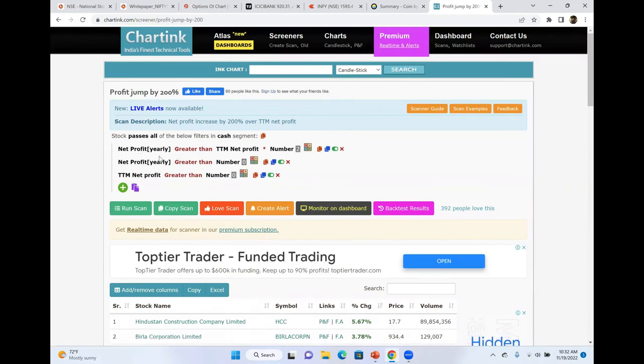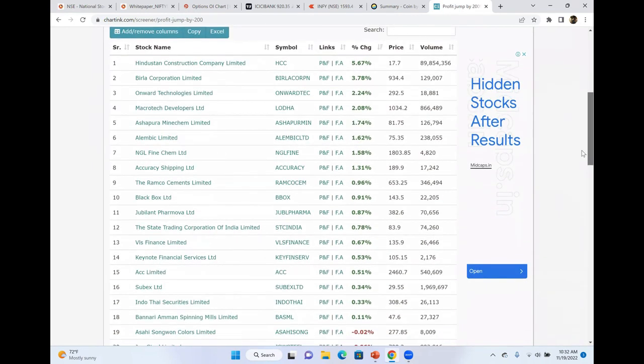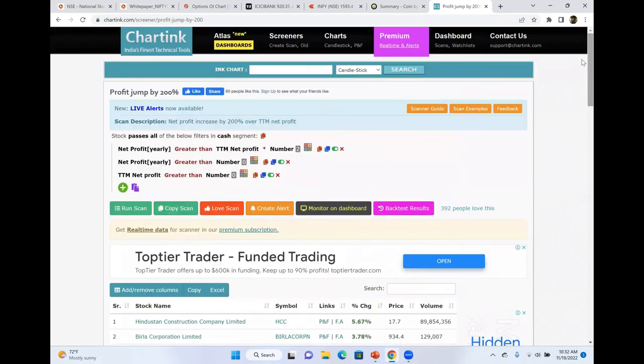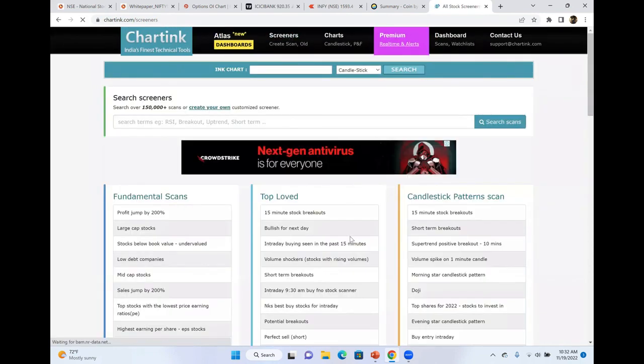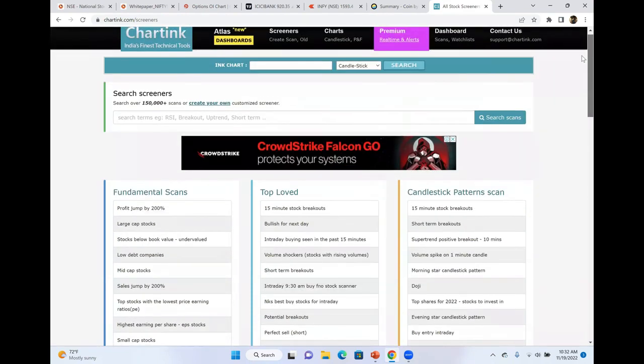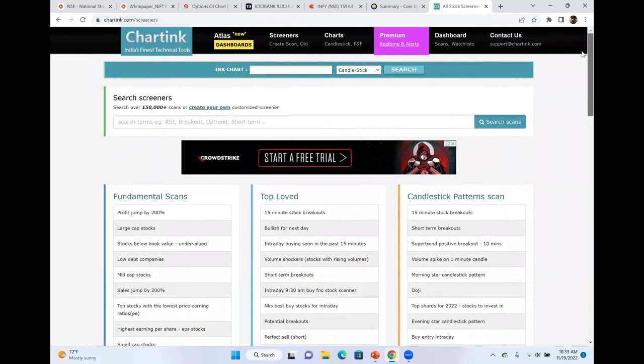And here it is showing that your profit is greater than twice of the last year's half-yearly profit. And you can clearly see that, look, these are the companies which meet that criteria. So one is that there are a lot of scans, which I would request you to just play around with. It's free to a large extent. Of course, once you get into the advanced things, you need to take a subscription. But you can just go to Charting, and there are a few other scanners and other tools as well.